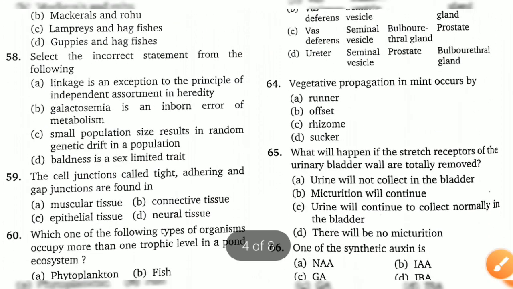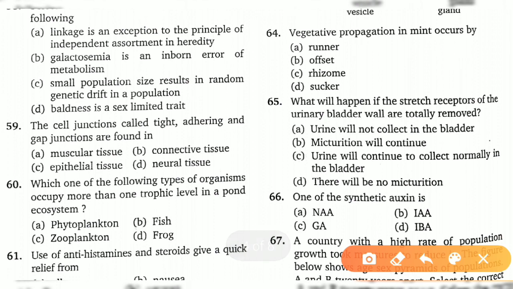Okay. Now 64th question. Vegetative propagation in mint is by runner, offset, rhizome, sucker. So the answer is the sucker.